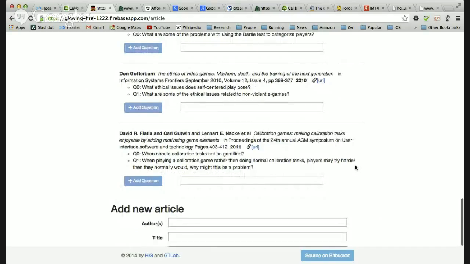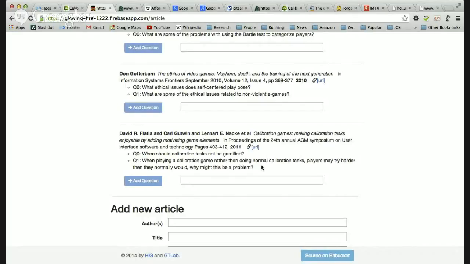All right, so then the second article. But I think going through the questions, we addressed these questions in the discussion. That's right, we discussed the presentations, covering them. Second article: when should calibration tasks not be gamified? We discussed that briefly now as well.